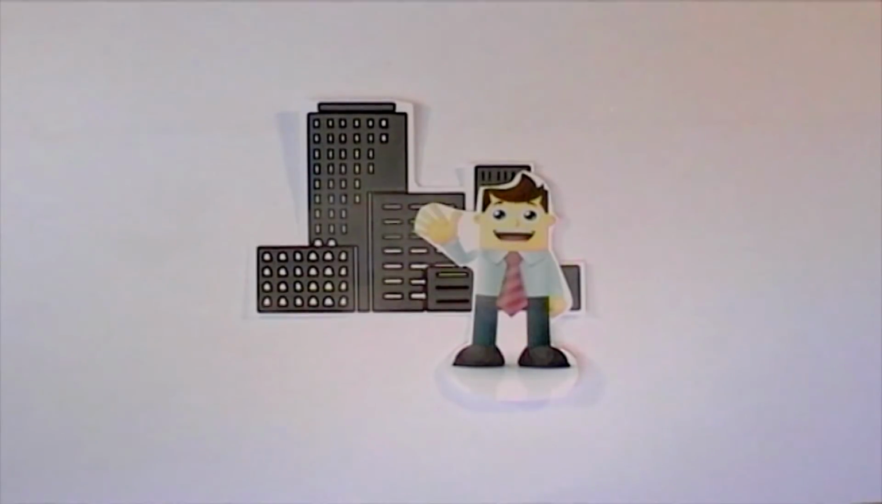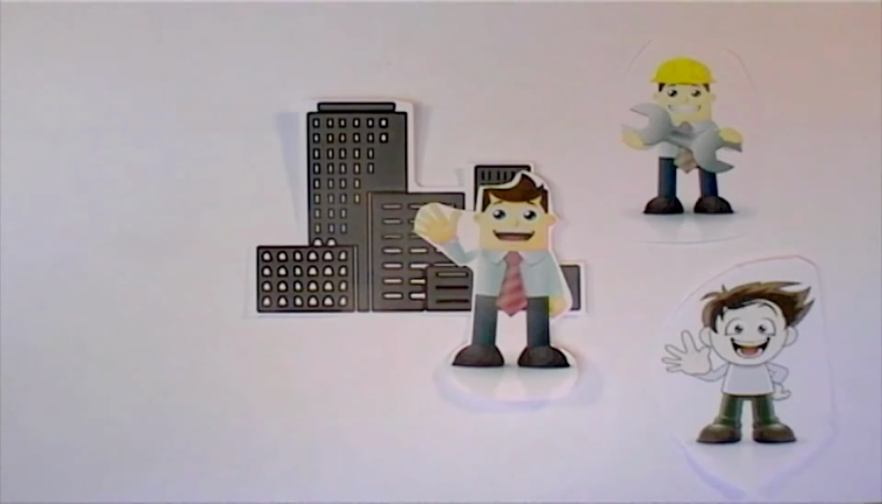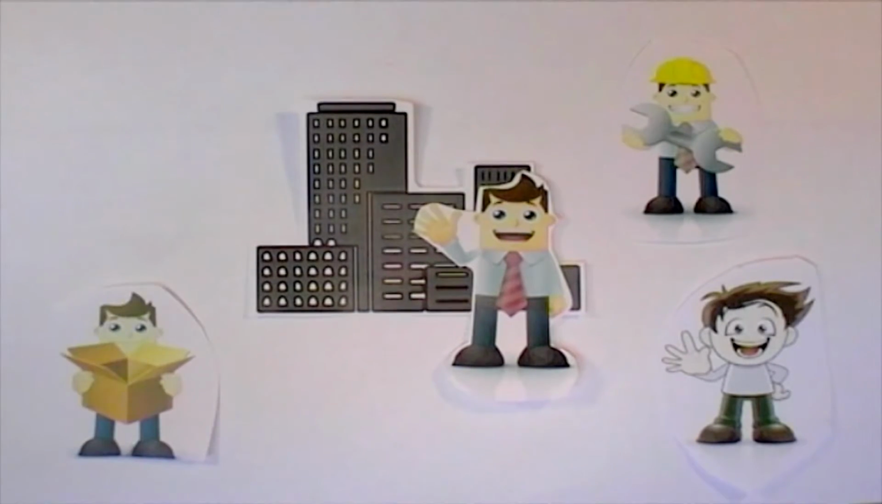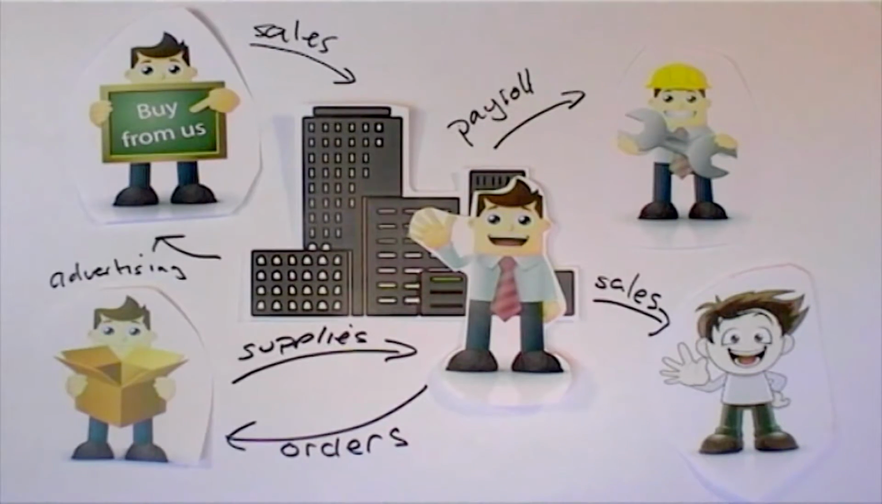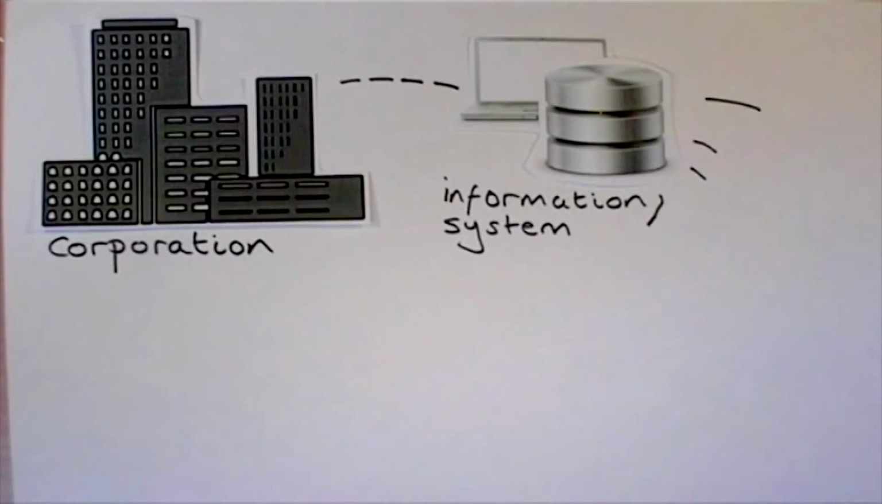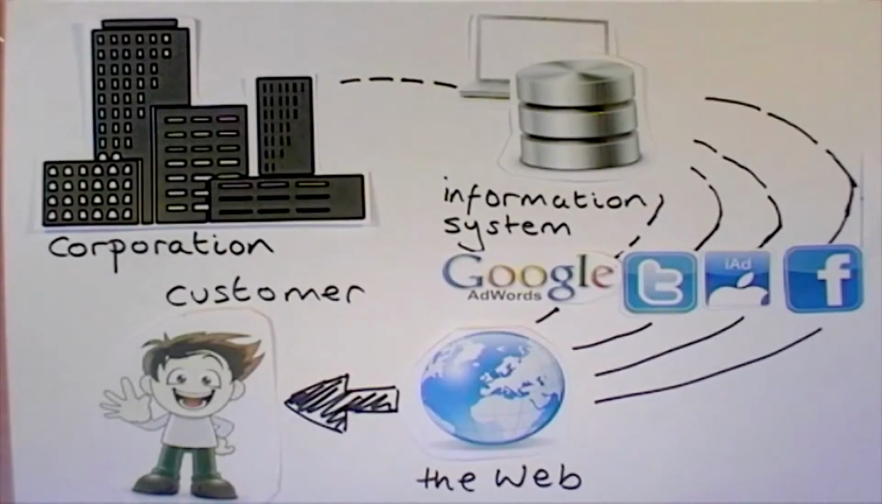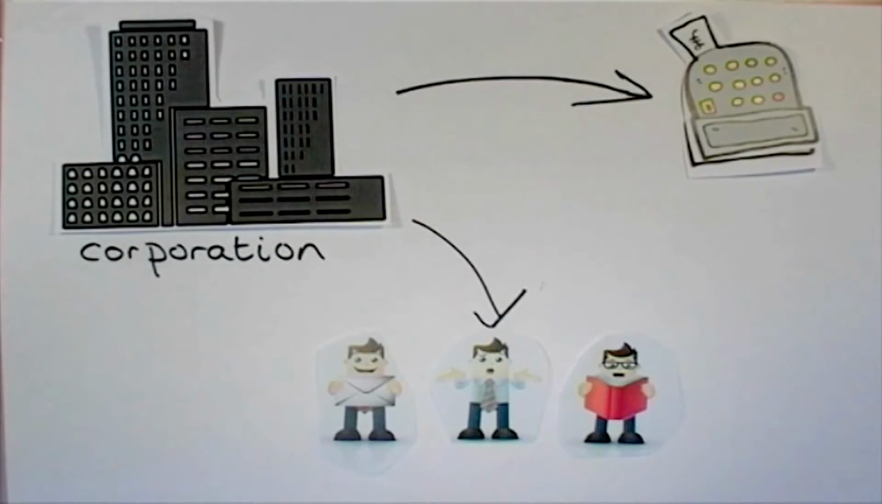Businesses and other organizations rely on information systems to carry out and manage their operations, interact with their customers and suppliers, and compete in the marketplace. For instance, corporations use information systems to reach their potential customers with targeted messages over the web, to process financial accounts, and to manage their workforce.